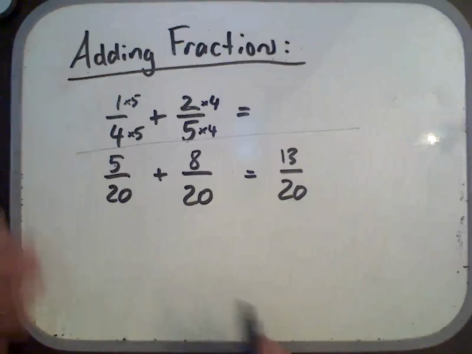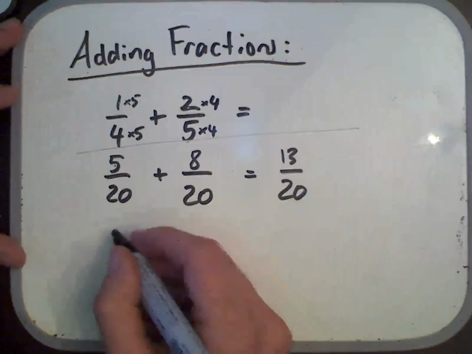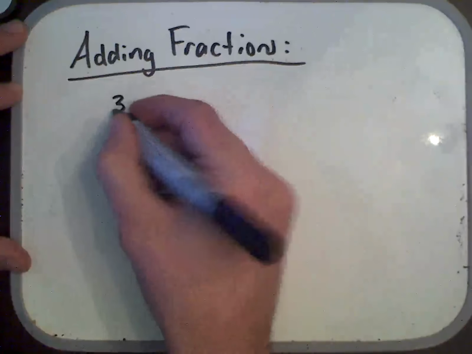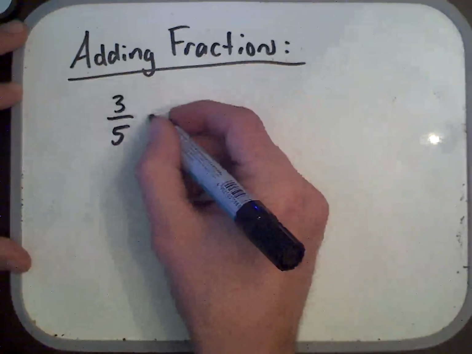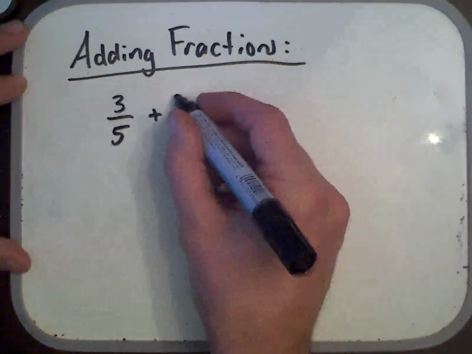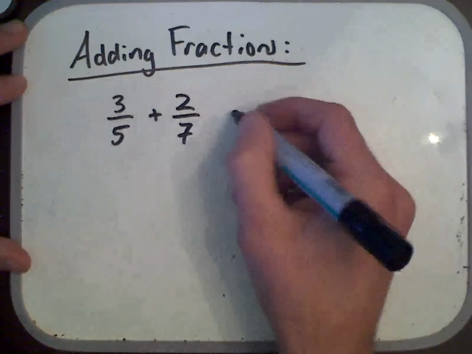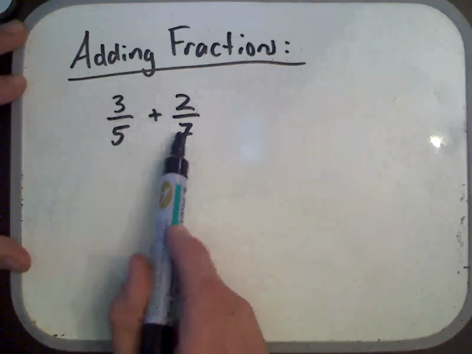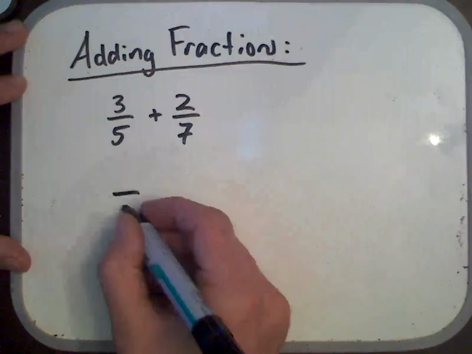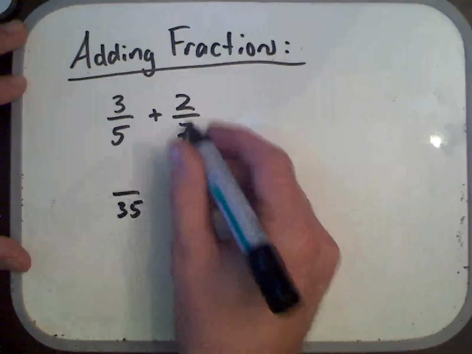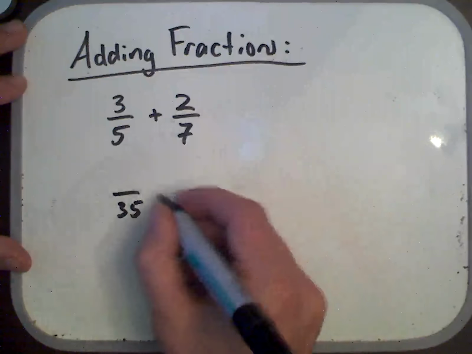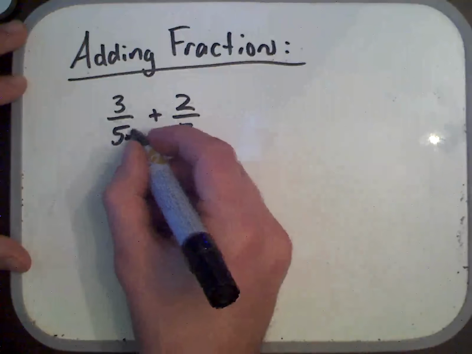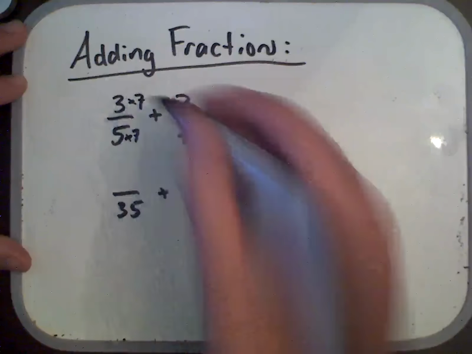Alright, so let's look at another example here. Let's get rid of this. Let's look at 3/5 plus 2/7. So let's use that same strategy we did before. Let's look at 5 times 7 gives us 35, and 35 here. Now what we need to work out is what goes on top. So what do we multiply 5 by to get to 35? We times it by 7, which means we times the top by 7.